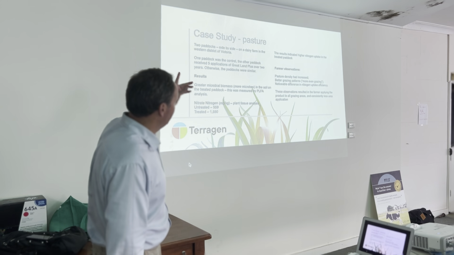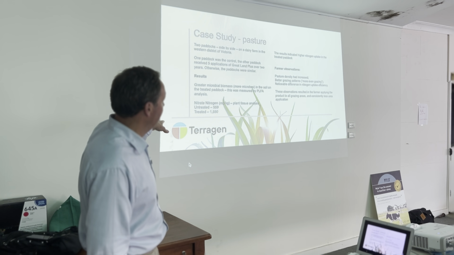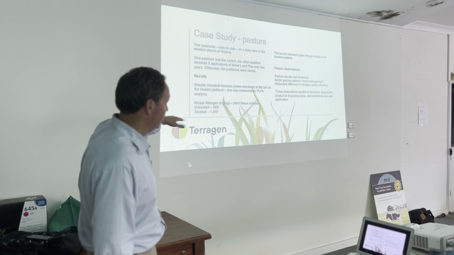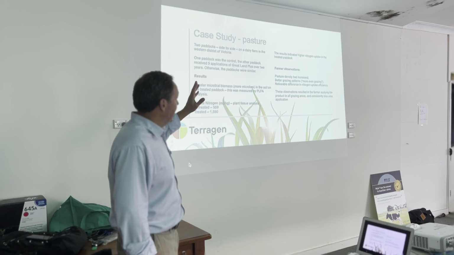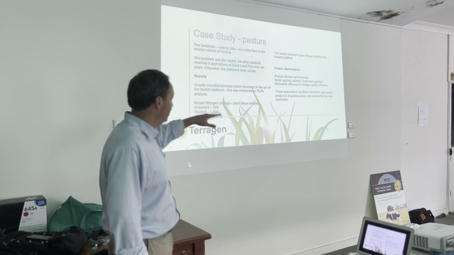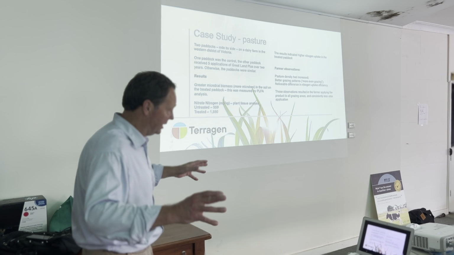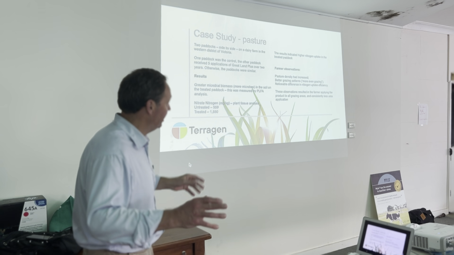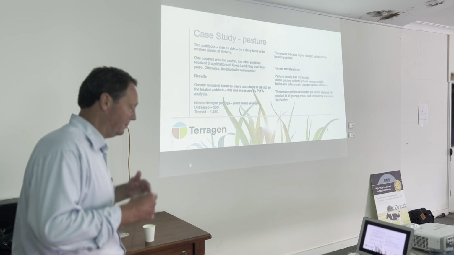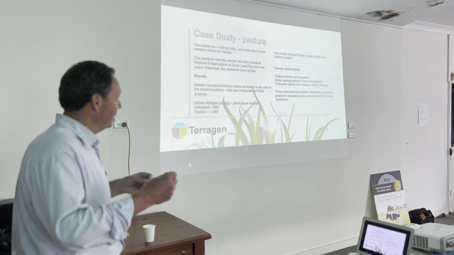So we saw that there was a higher nitrogen uptake in the treated paddock. I think that goes without saying. And the farmer had these observations. His pasture density had increased. He had better grazing patterns, which I never understood what he meant by that, but upon interrogation he said the cows just graze more evenly.